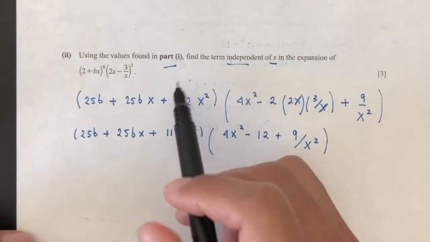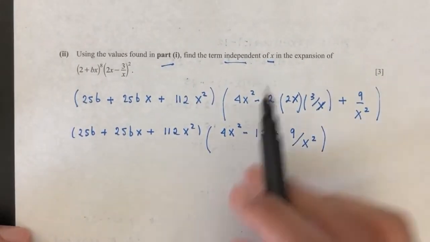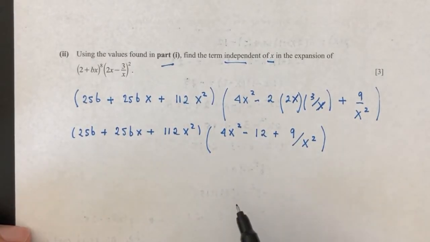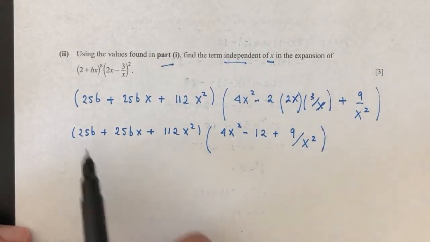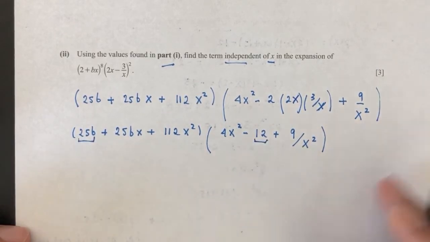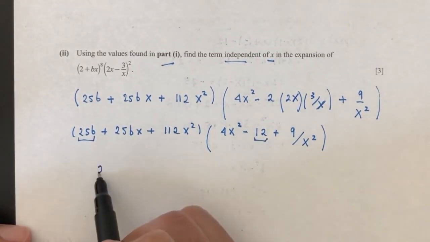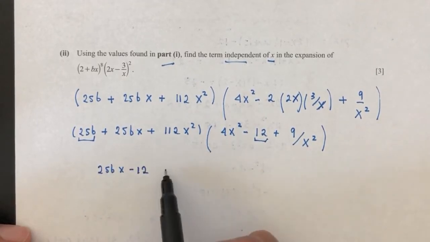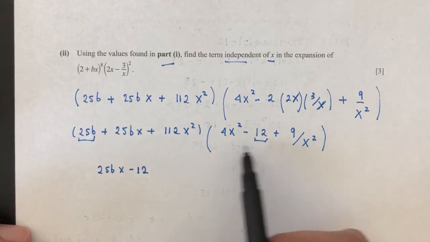So we have to find the term which is independent of x. So the term which has no x in it. So we have to expand this with this. So which term has no x in it? As you can see, if you multiply this by this, you will not have an x. So let's do that. 256 times minus 12. That's the first part. Now let's see what else do we have.